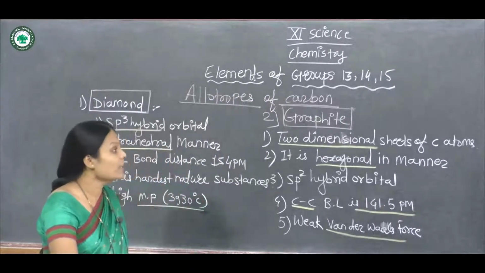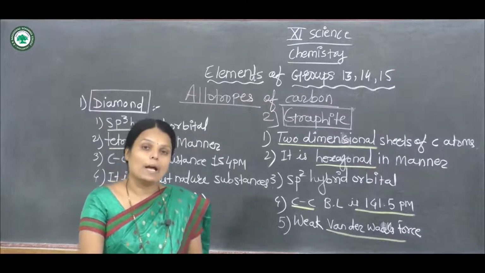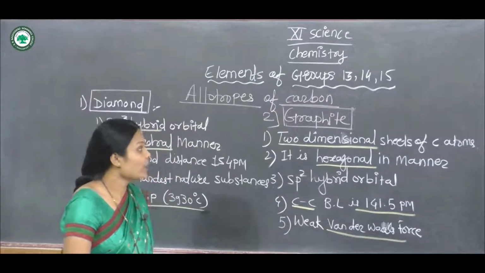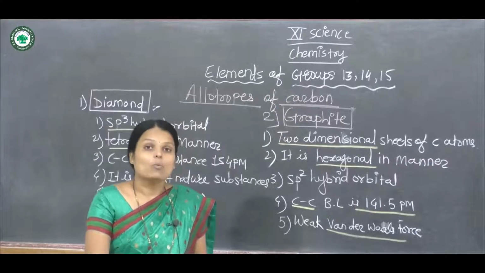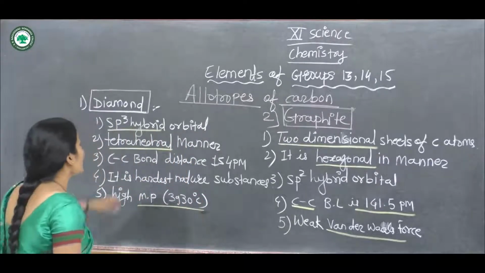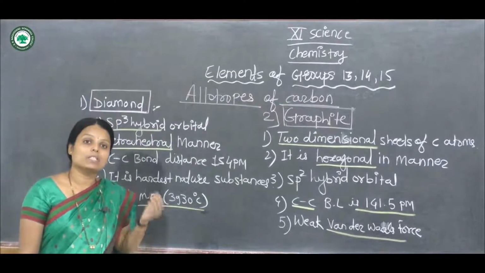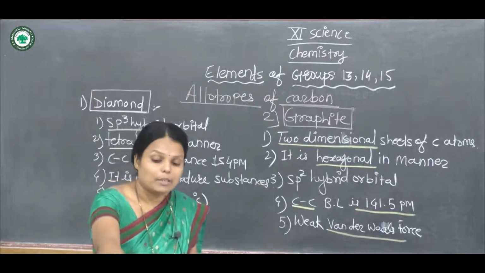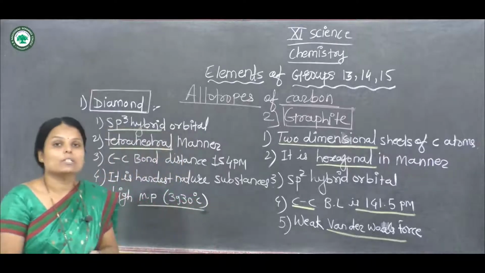Now these are the very important and most useful allotropes of carbon: diamond, fullerene, graphite, carbon nanotube and graphene. One by one we will discuss them in this lecture. Now the first allotrope of carbon is diamond. We know diamond, we have also seen diamond.